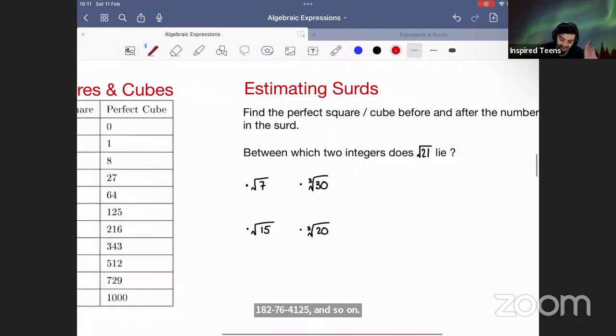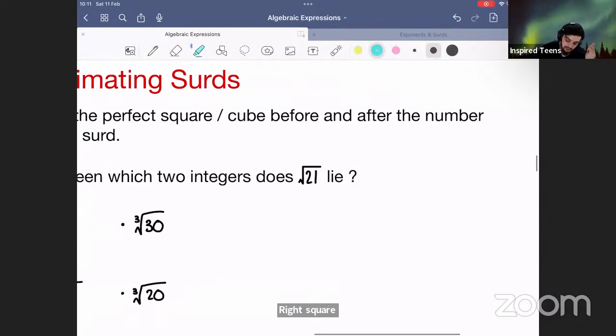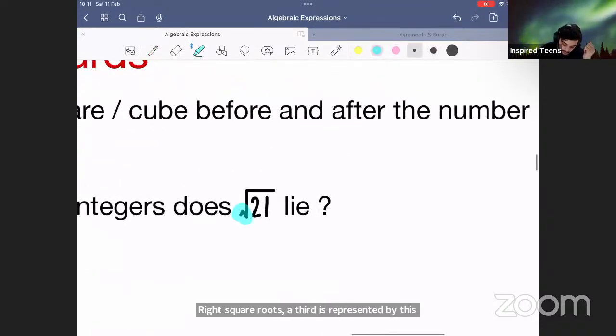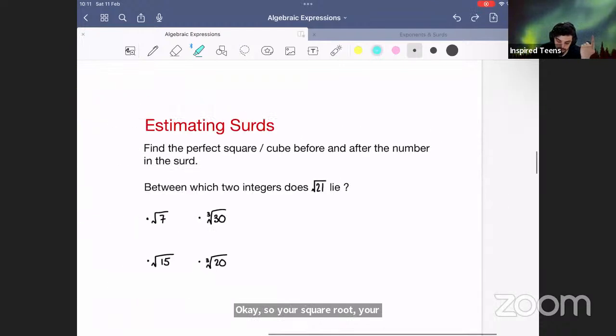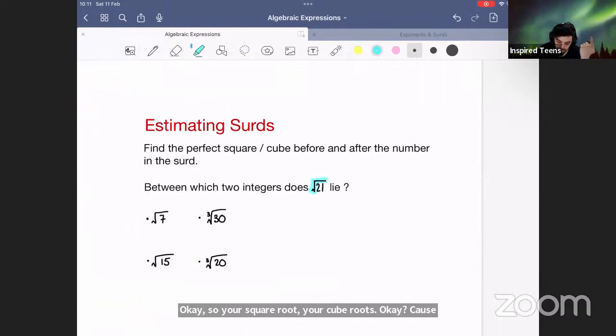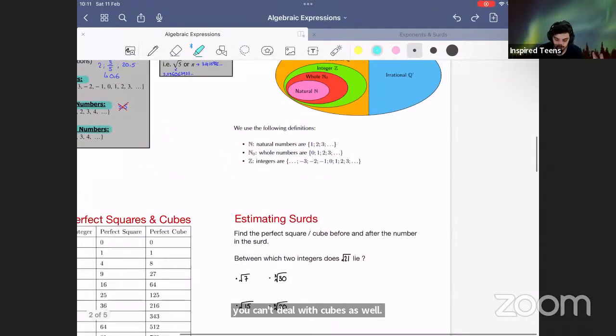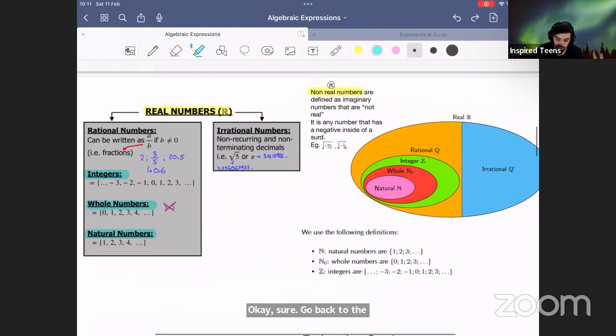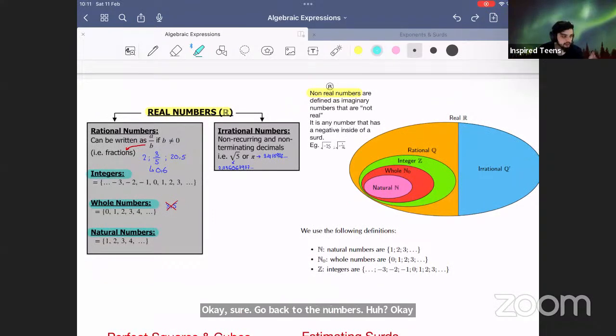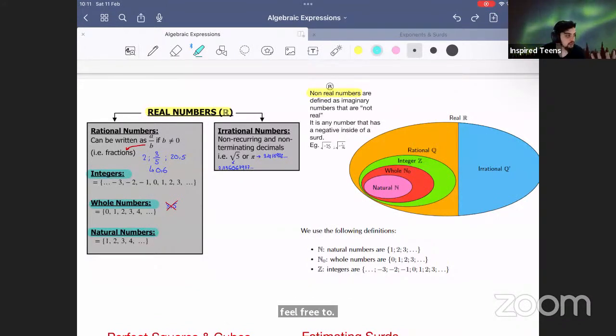Square roots, a surd is represented by this symbol. So your square roots, your cube roots, because we can deal with cubes as well. If you'd like to take notes in this lesson, you may feel free to. However, the PDF that we do in this lesson will be sent to you on WhatsApp afterwards.